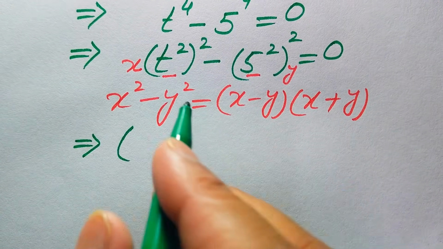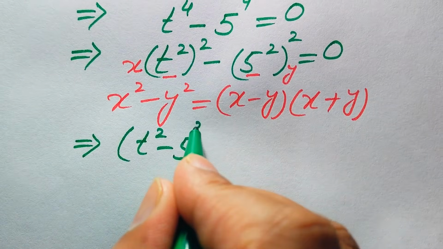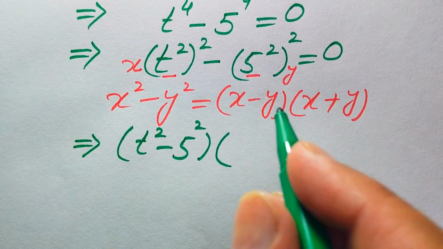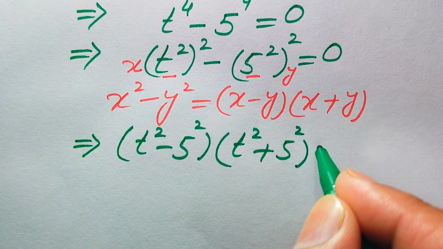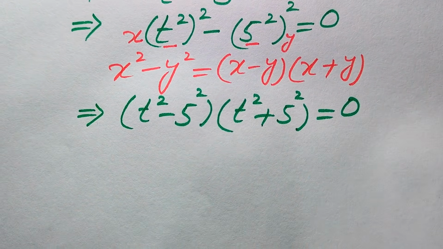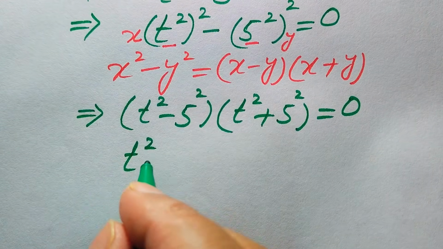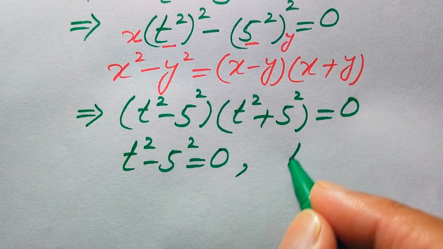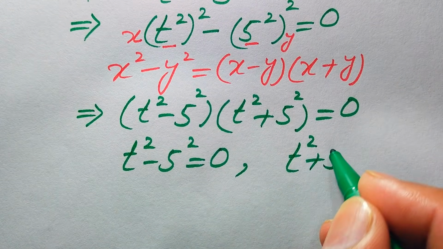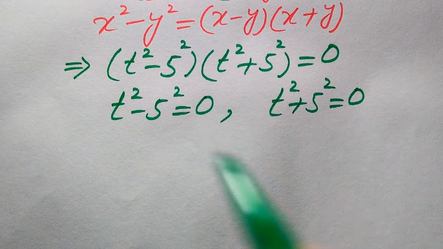The first factor is x minus y. The value of x is t square minus 5 square, into the second factor x plus y, and we write it as t square plus 5 square, and this whole equation is equal to 0. And now we divide this equation into two cases. The first case is we write t square minus 5 square is equal to 0, and the second case is we write t square plus 5 square, and this whole equation is equal to 0.